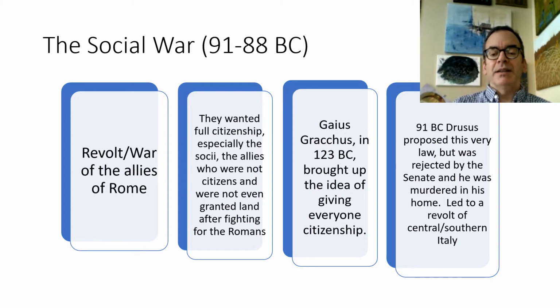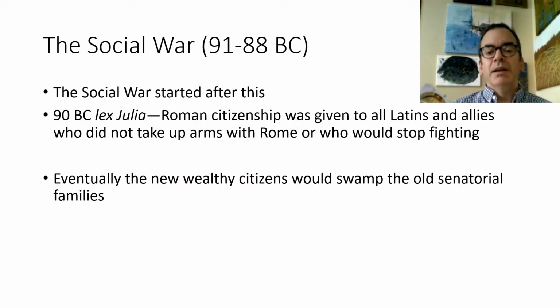This did not go over in the Senate very well, and as I put here, he was probably murdered on his way home. It's not quite clear. Some of the texts tell us he was stabbed in the leg on the way home and then died. So whether he died a natural death on the way home from the Senate or was killed, we're not quite sure. But this led to a revolt of a number of societies throughout the Italian peninsula, and this is really what started the Social War.